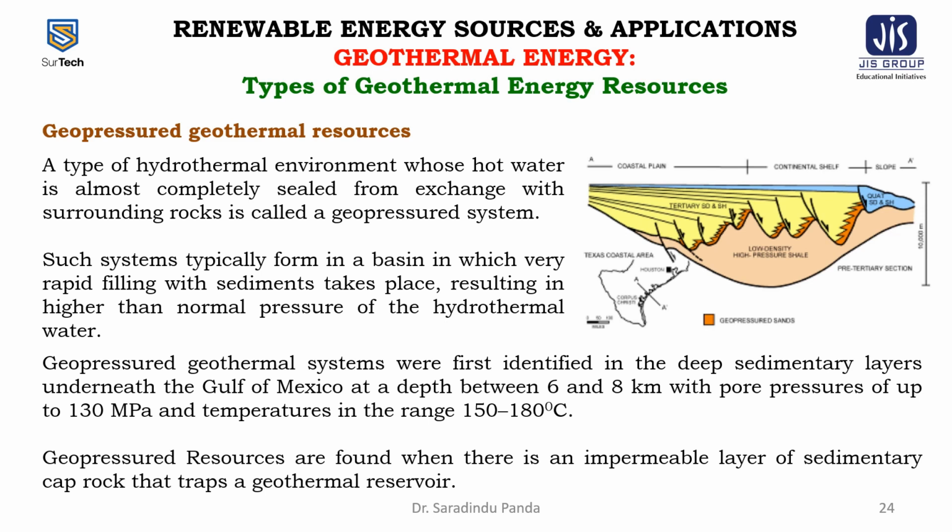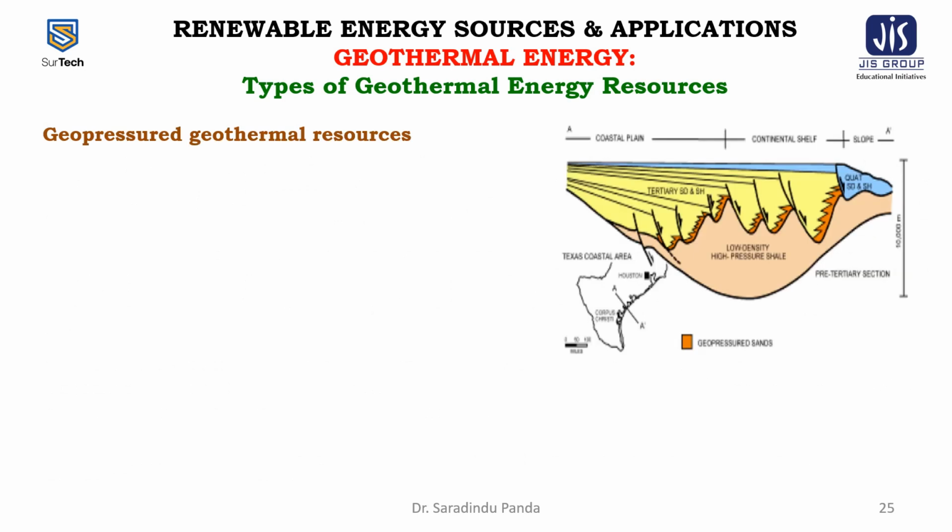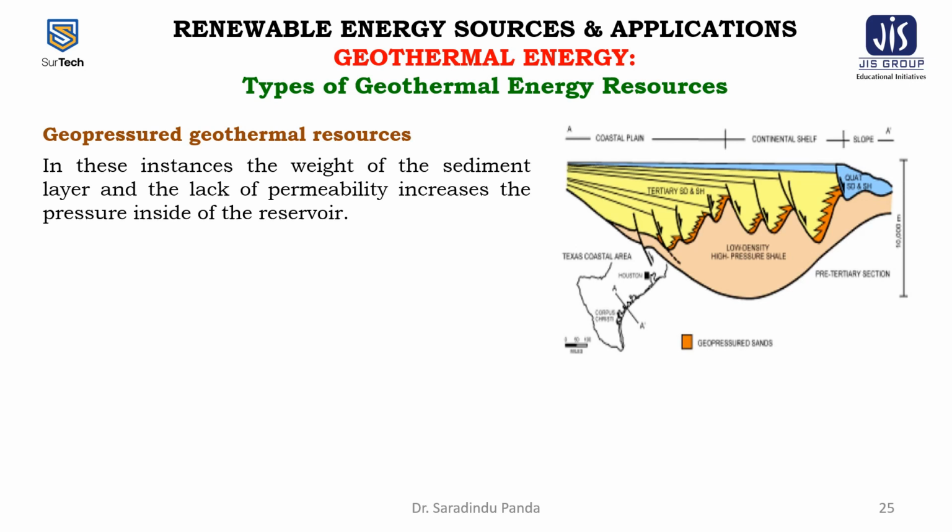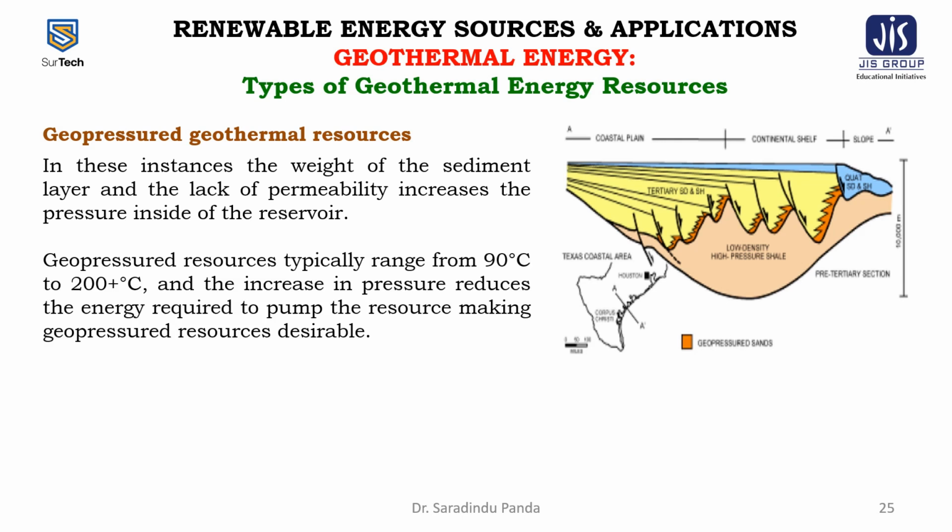Geopressure resources are found when there is an impermeable layer of sedimentary cap rock that traps a geothermal reservoir. In these instances, the weight of the sediment layer and the lack of permeability increase the pressure inside the reservoir. Geopressure resources typically range from 90 degrees centigrade to 200 plus degrees centigrade, and the increase in pressure reduces the energy required to pump the resource, making the geopressure resource desirable.